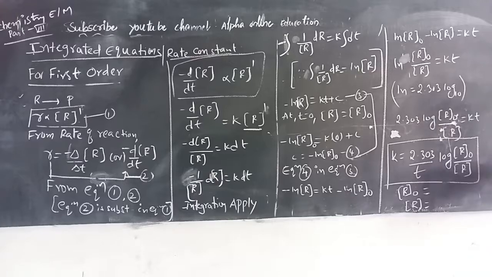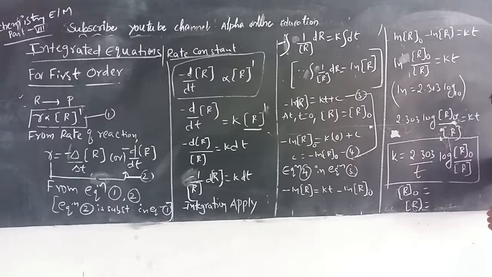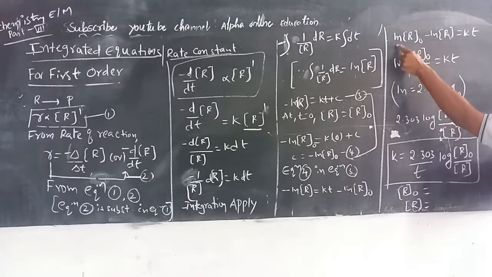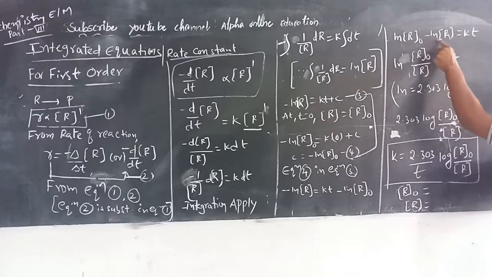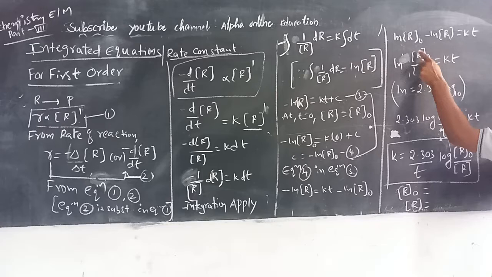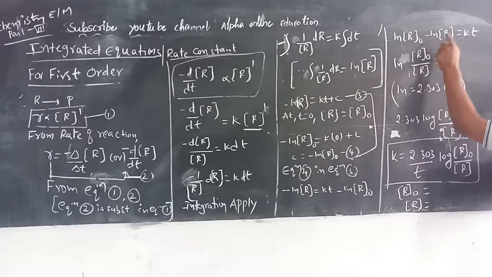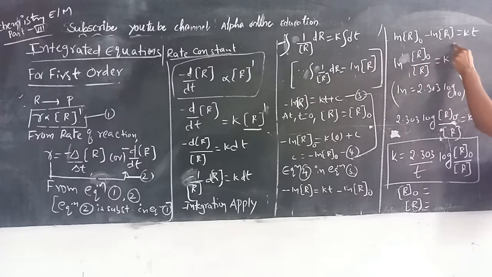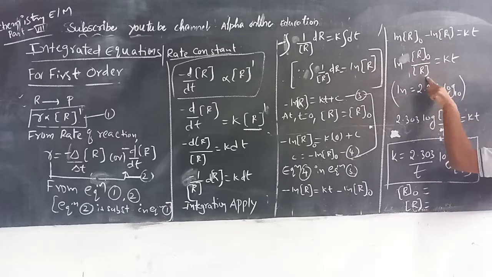According to mathematics, the log A by B formula is log A minus log B. Here, observe that it is the same in this model. Log A minus log B means log A by B, and Ln A minus Ln B means Ln A by B. So Ln R naught minus Ln R is Ln R naught by R, and that is equal to KT.